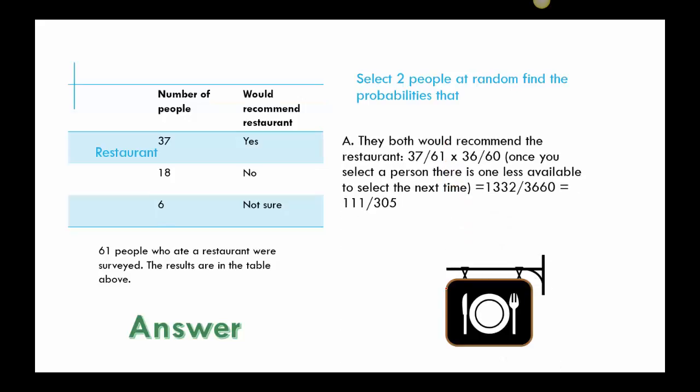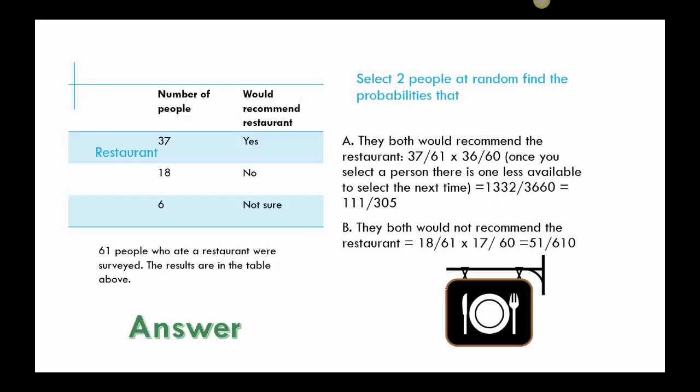Okay. So let's look at A. The probability they would both recommend the restaurant. So I had 37 people who would recommend the restaurant out of 61. Once I choose one of them, it leaves me with 36 people, and then I have 60 people. Because again, once I select someone, I need to just lower what's left. So that gave me 1,332 over 3660, which is 111 over 305.